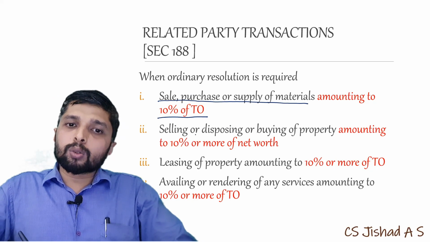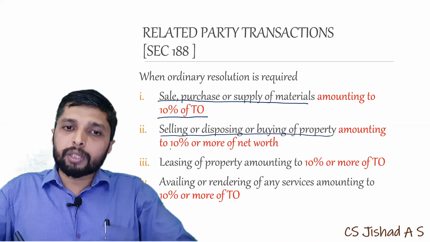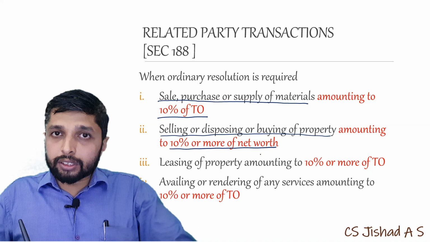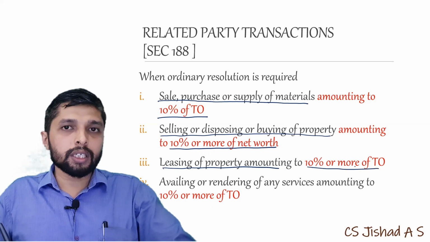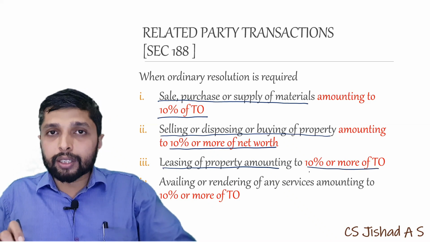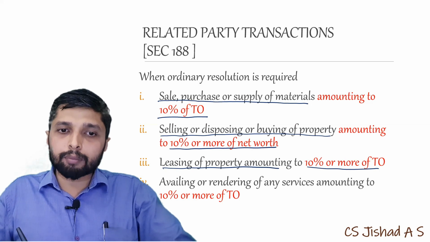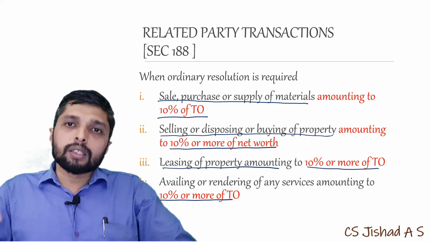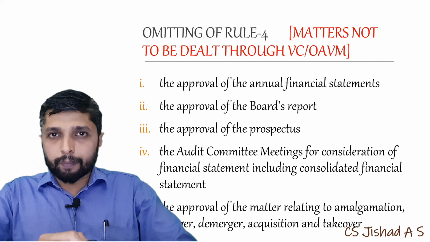Related to selling, disposing or buying of property, the new threshold will be 10% or more of net worth. If the transaction is related to leasing of property, the new threshold is 10% or more of turnover. And if the transaction is related to availing or rendering of services, the new threshold will be 10% or more of turnover. Okay. So we will move to omitting of rule 4.